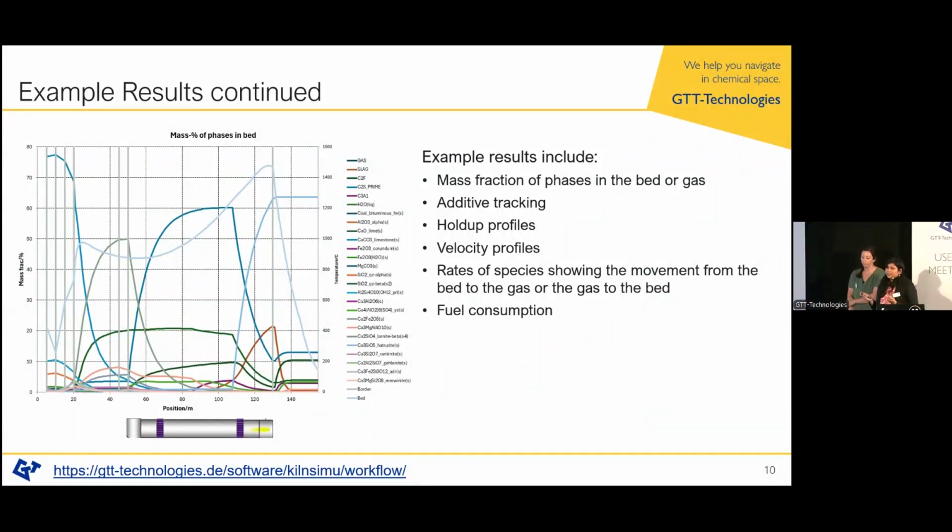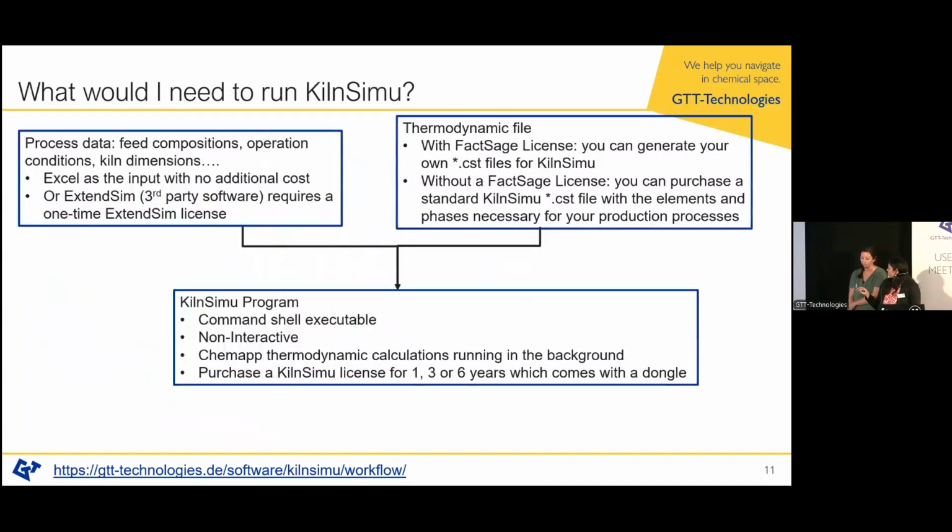In some processes, for example, several additives are added like boron, chlorine, or mercury, so you can also see how an additive transforms in different process model units. You can also see the hold-up profiles, velocities, fuel consumption, and also the rates of species that go from gas to the bed and bed to the gas, and several other results.